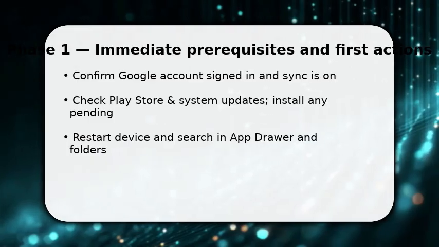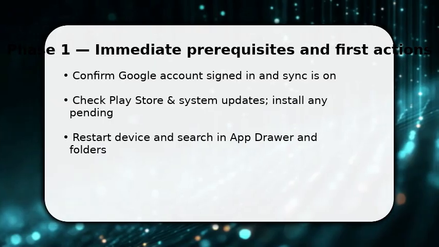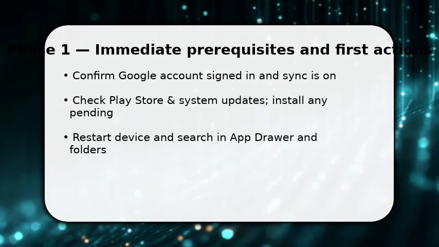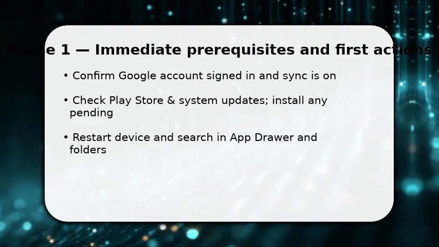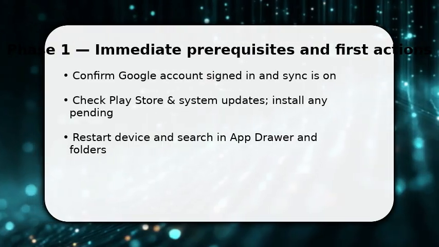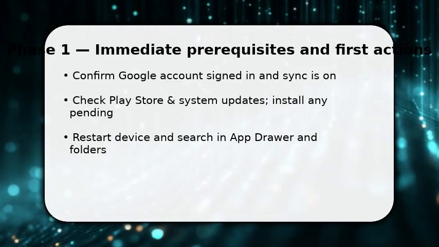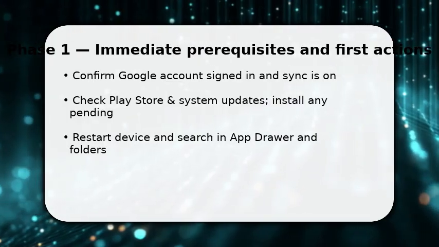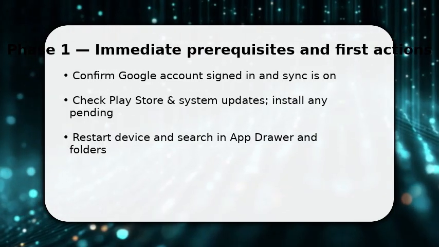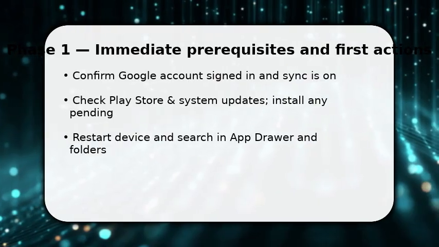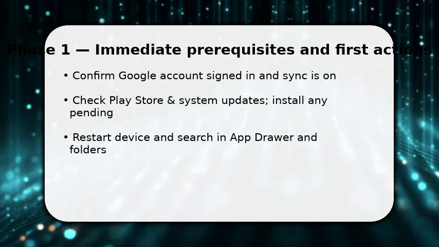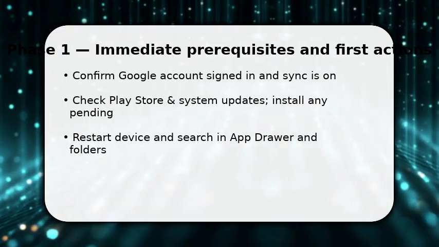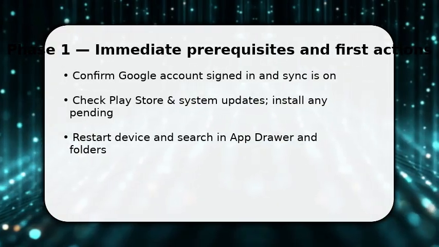You'll start by confirming prerequisites. Make sure you're signed into the correct Google account and that sync is enabled so Play Store data matches your device. Next, check for pending Play Store and system updates because many missing app issues resolve after an update. Once done, restart the phone to refresh the launcher and system services, then immediately search the app drawer, app folders, and use the device search to confirm apps are really gone versus just hidden.